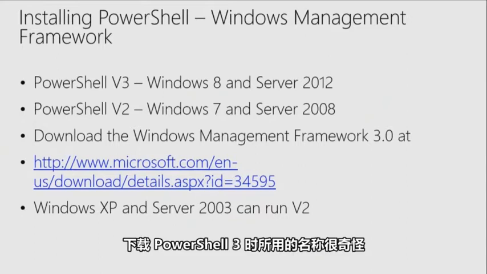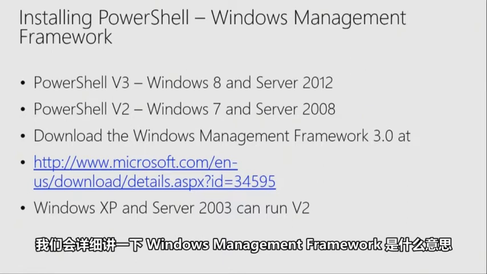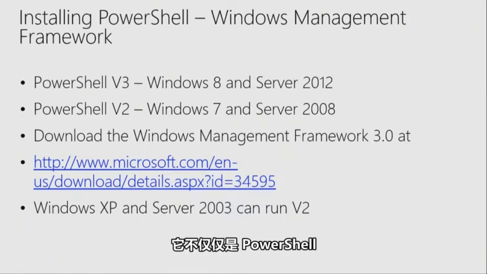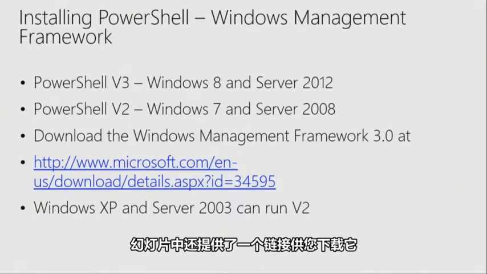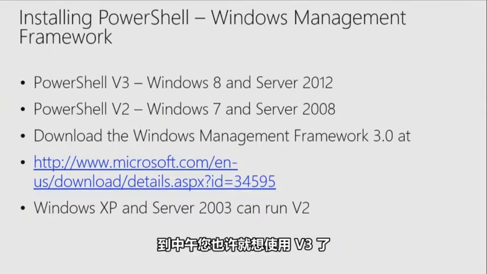If you take a look at the slide real quick, you'll see there's a place where you can download PowerShell 3. It's a strange name: it's called the Windows Management Framework. We're going to talk a lot more about what that term means. It's not just PowerShell. There's a link there so you can get it downloaded. Now, if today you have V2 on your laptop, you'll be fine. But probably during lunch, you're going to want to use V3.